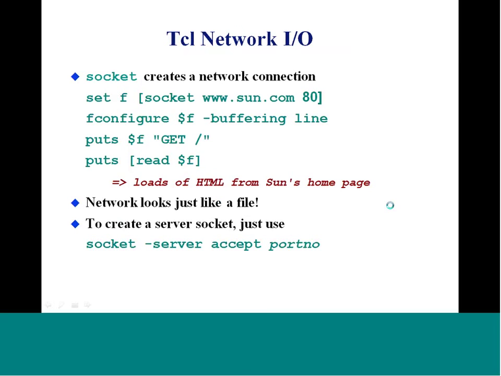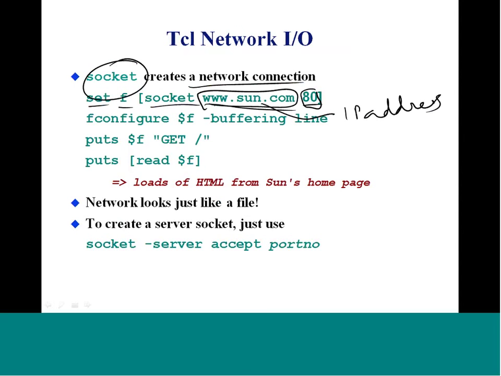TCL has a built-in procedure called socket, which creates this network connection. Here is a quick example: set F socket, and then the address, and then the port number. So now tell me, how many arguments does the socket command have? Actually, there are only 2 here, one is the IP address and the other is the port number. There's also an additional argument that you can specify, which is accept. When we specify accept, we turn a particular machine into a server. This means it's a server socket. Your machine is now going to act like a server, and it will service requests from other clients.